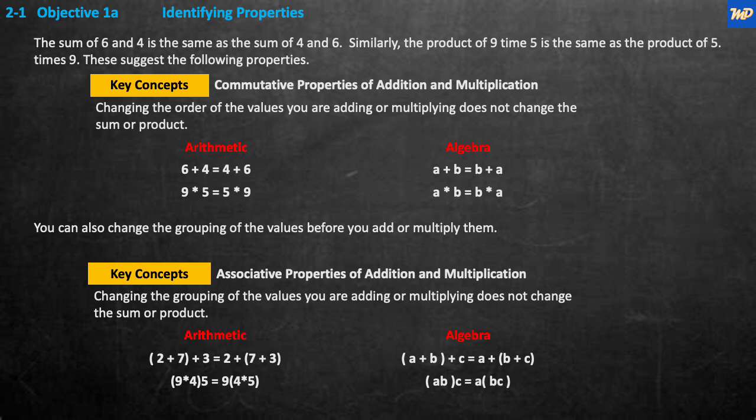Algebraically, A plus B, quantity, plus C is equal to A plus the quantity B plus C, and A B times C is the same as A times B C.